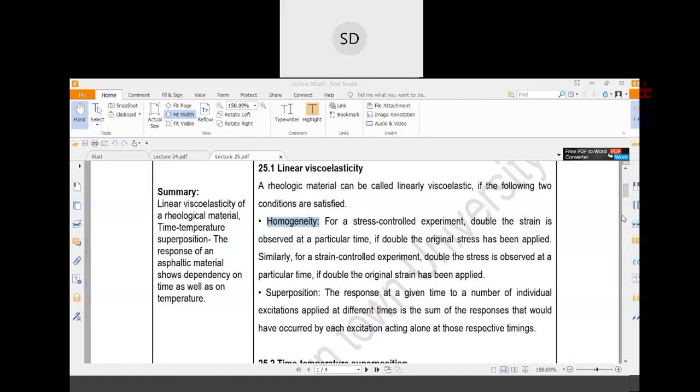So in such a case, suppose there is a stress or strain controlled experiment. For a stress controlled experiment, if you observe double the strain value at a particular time, and that double strain value is observed when the stresses are doubled, and for a strain controlled experiment, if you observe double the stress whenever your strain is doubled, that is called homogeneity.